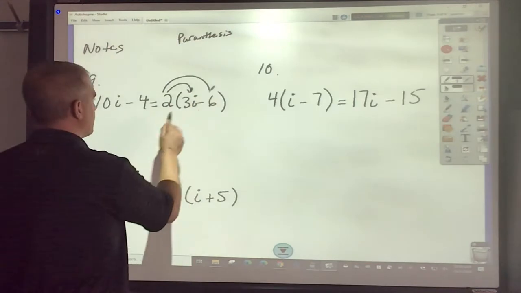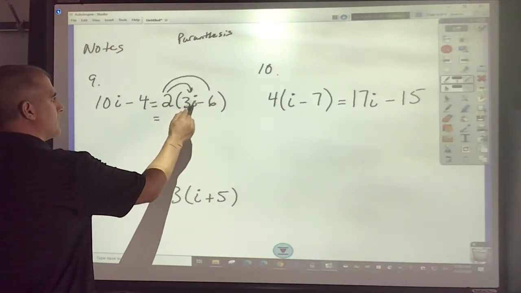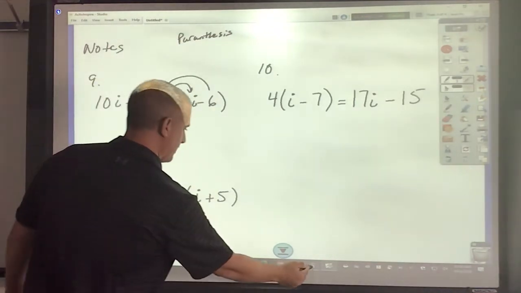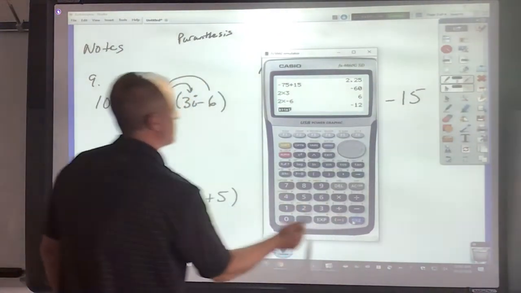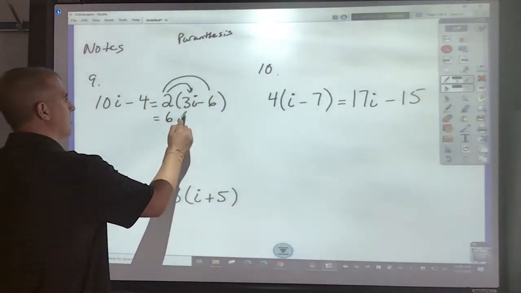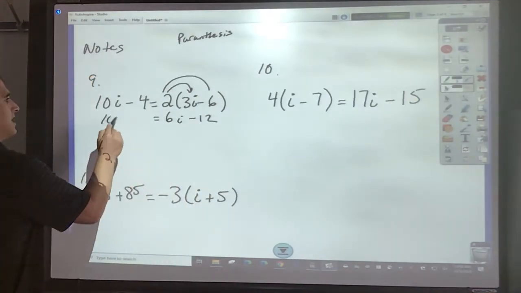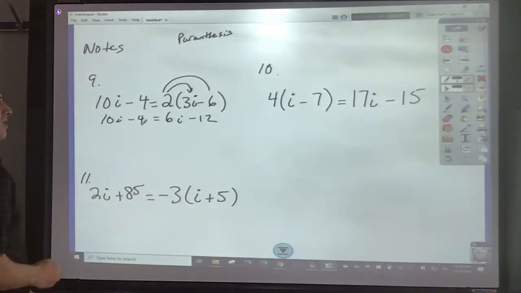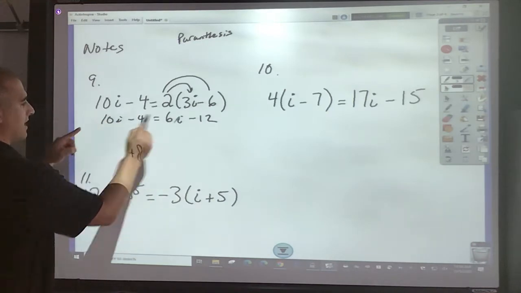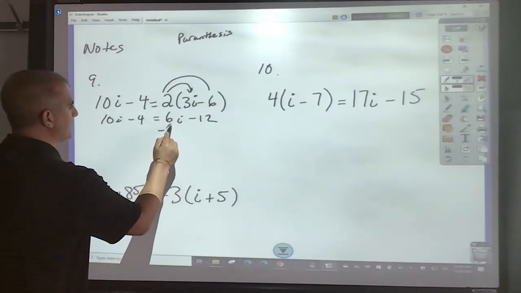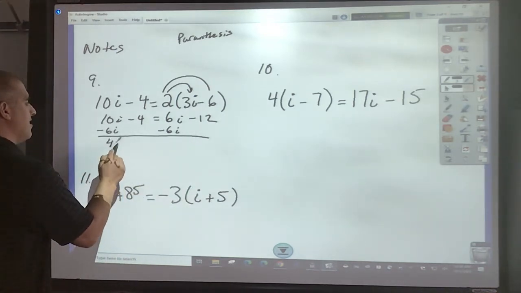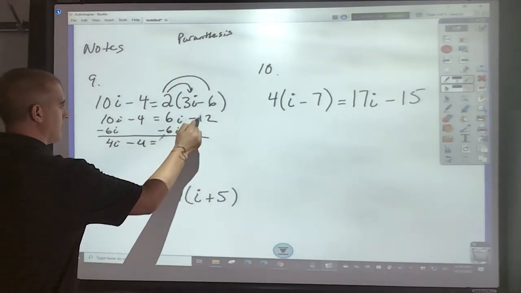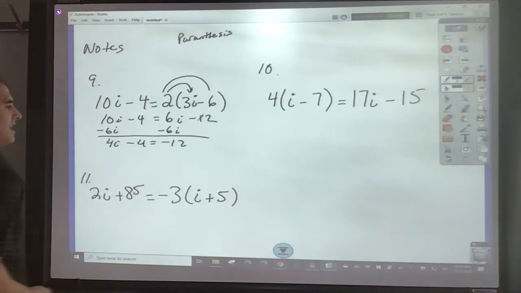So what I got to do is multiply 2 times 3 and 2 times negative 6. Make sure you keep your variables. So that's going to be 6i minus 12, 10i minus 4. Once again, given the choice, I got to get the variables on one side. I'm going to move the 6i. So I got 4i minus 4 equals, make sure that's negative 12 because I got that left over.